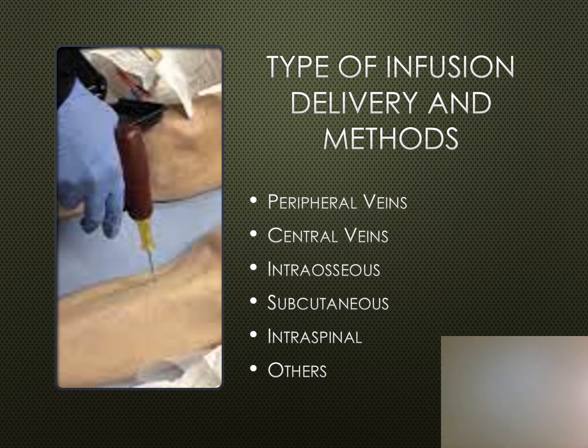Subcutaneous infusion is used for continuous infusion of isotonic fluids to treat dehydration. Intraspinal infusion is into the epidural space, the intrathecal or intraventricular spaces. It may also include intraarterial, intraperitoneal, and intrapleural.